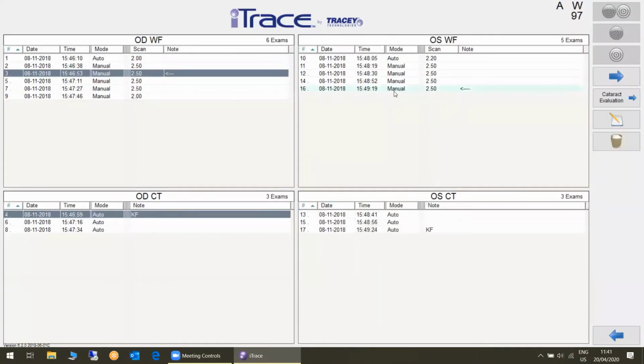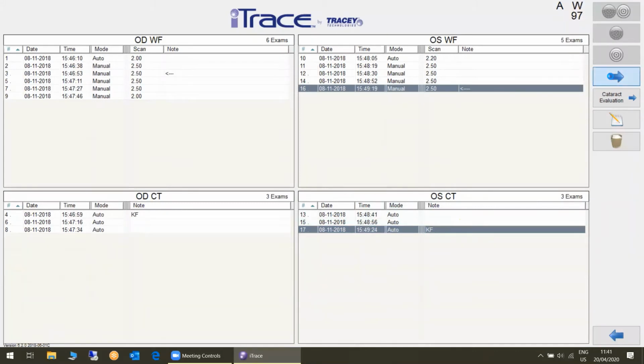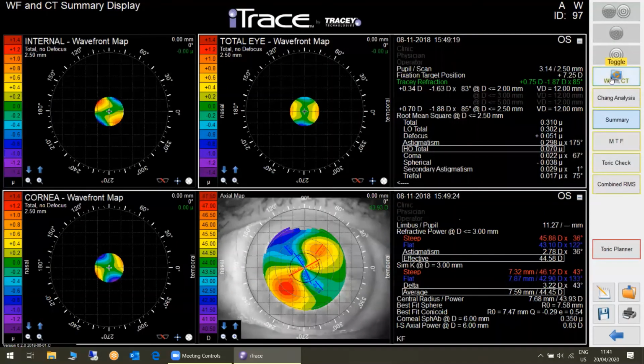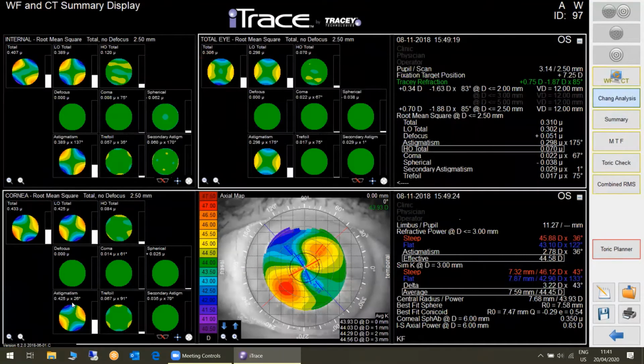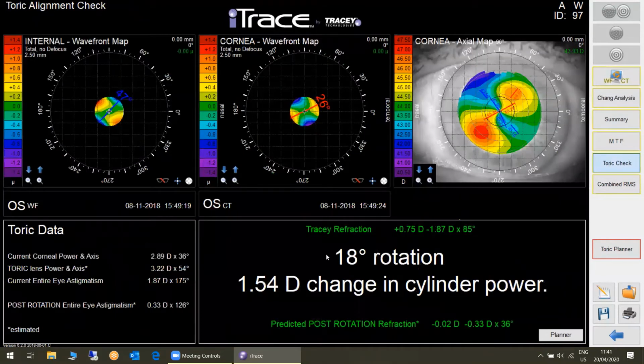But the other eye was not so perfect. So we take the iTrace, we measure, and you see here, 26. So this means the lens should be at 116, and it's at 137. That's 21 degrees off. 21 degrees. You see here, 47, and this is 26. 21 degrees off. And this doctor said to me, but wait a minute, I don't believe you.